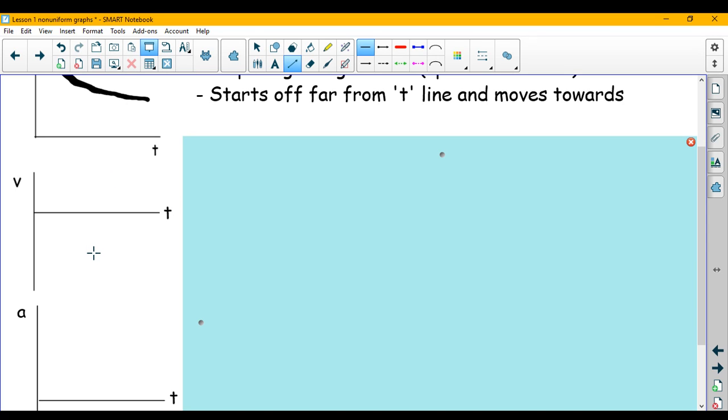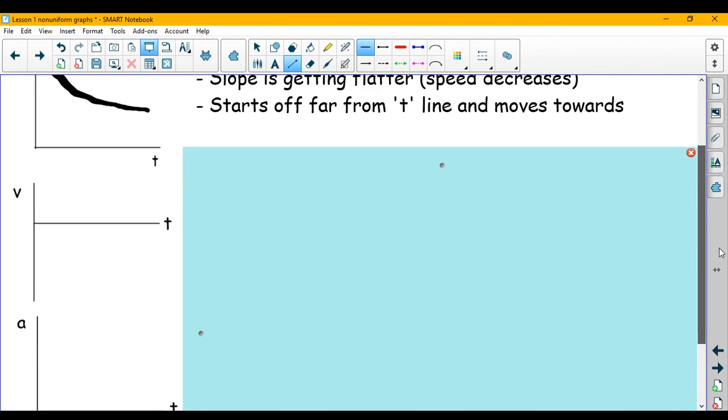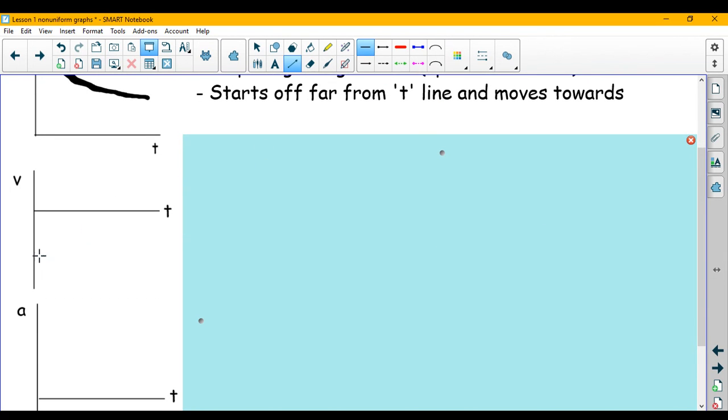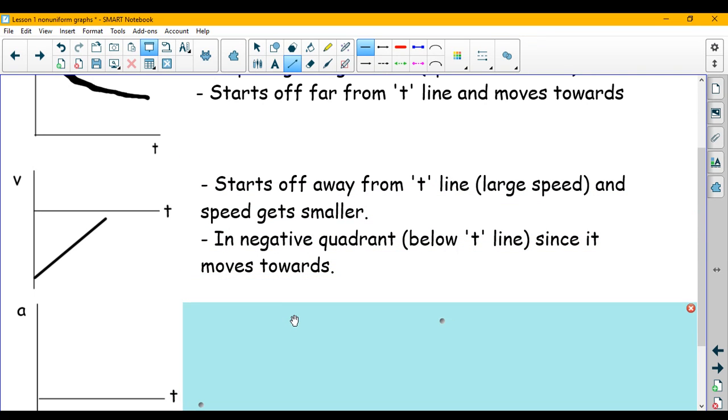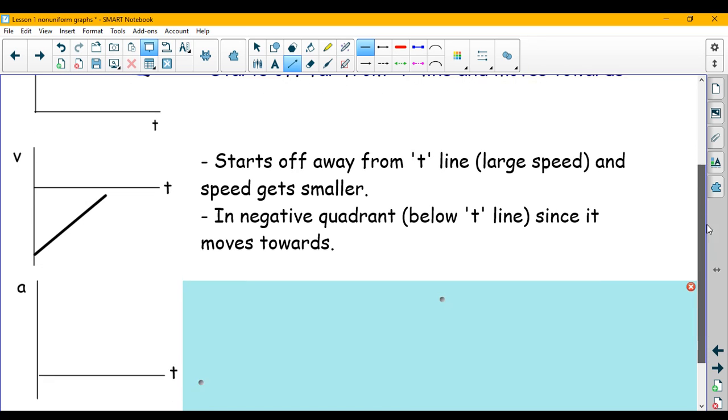And then I'm going to be decreasing my speed, right? I'm slowing down. So that means that I need to start off with a big high velocity, and it needs to get smaller. It needs to head towards this zero mark, because at this zero, it'll be stopped. It'll stop completely. So it starts far away from the T line at a large speed and gets smaller, and it's in the negative quadrant because it's towards.